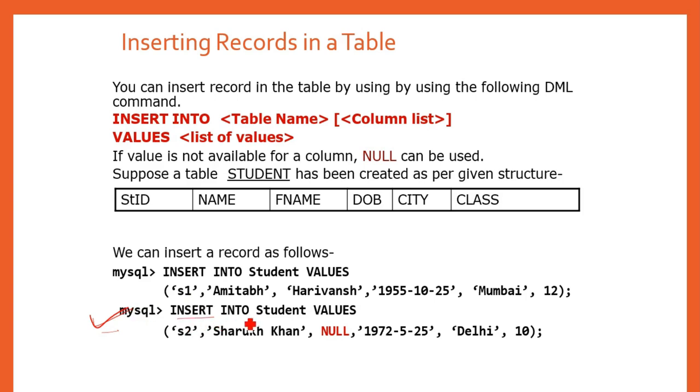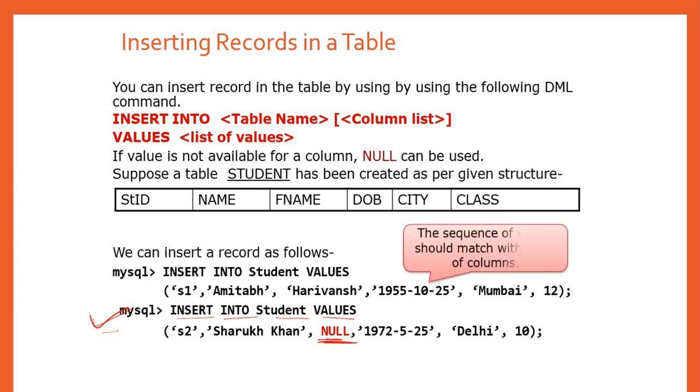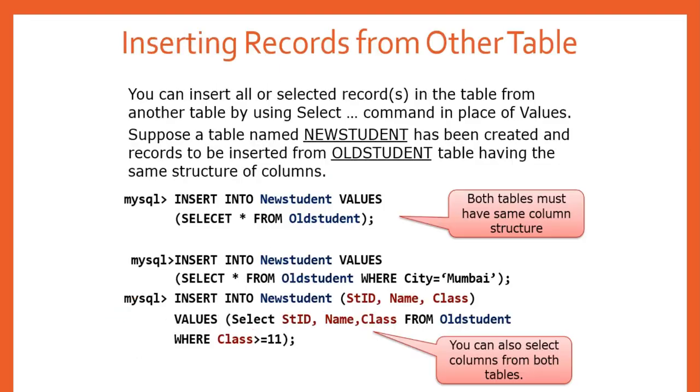To insert a null value we have to write insert into table name values, then give all your values. The values that you don't know, instead of that you have to write null. Okay, you don't have to put a blank. अगर blank देते हैं तो it will give an error, otherwise you have to put null. Okay, now inserting record from another table.